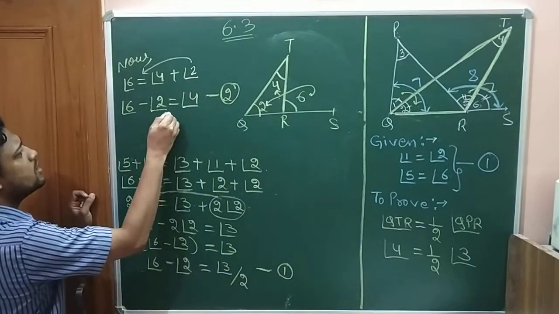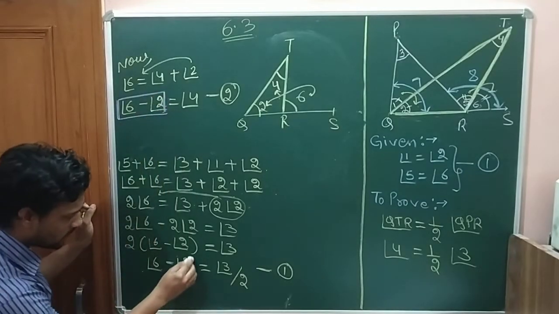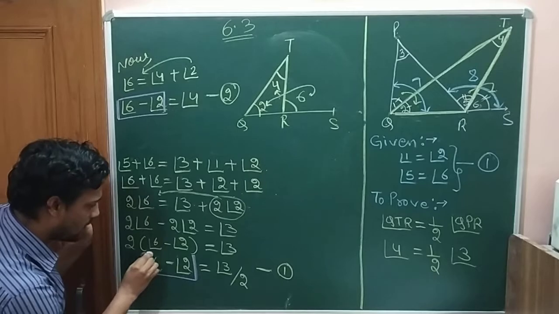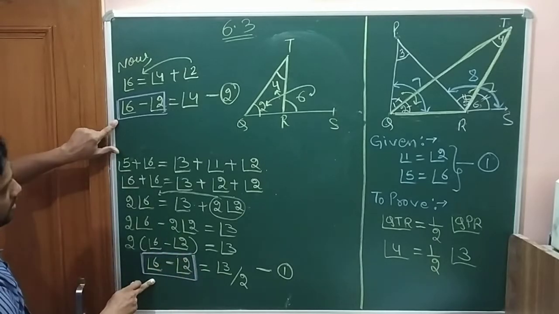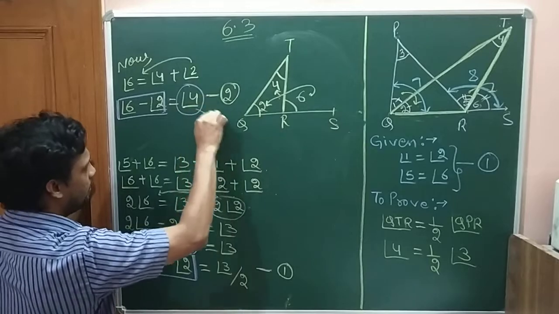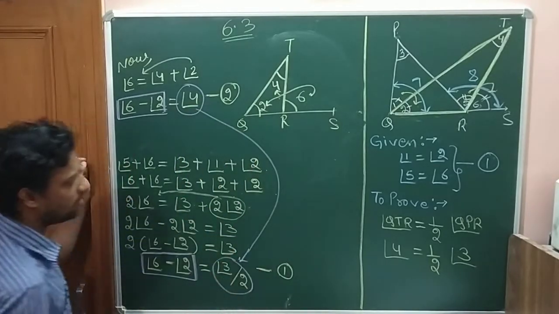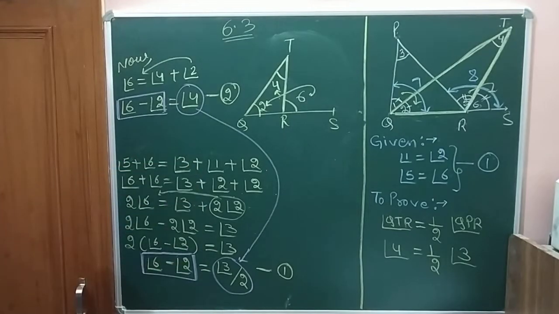Left hand side of equation number 2 is angle 6 minus angle 2, and left hand side of equation number 1 is angle 6 minus angle 2. See, both are equal. It means their right hand sides are also equal to each other.